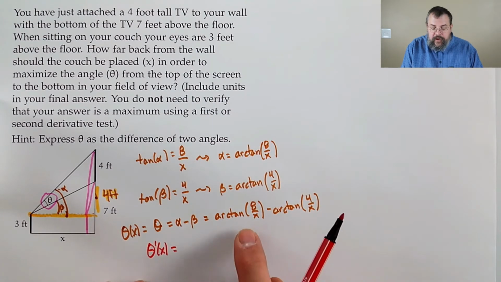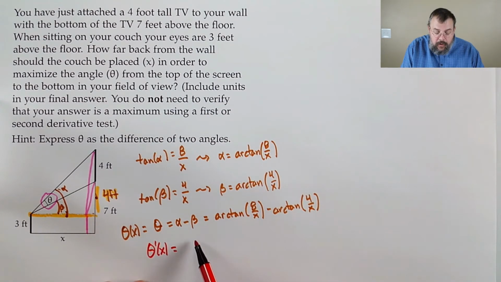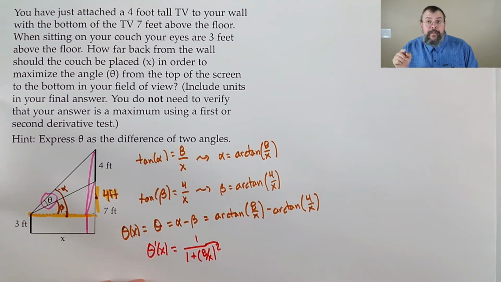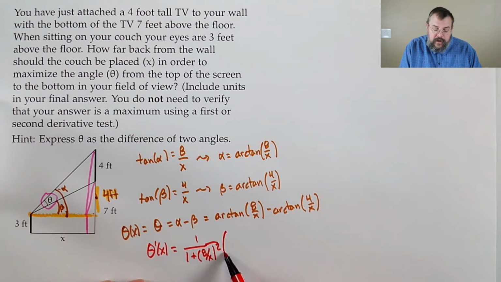So derivative of arctangent would be 1 over 1 plus whatever's on the inside squared. Then we have to multiply by the derivative of the inside. Now, the derivative of 8 over x will be what? Well, it will be negative 8 over x squared.